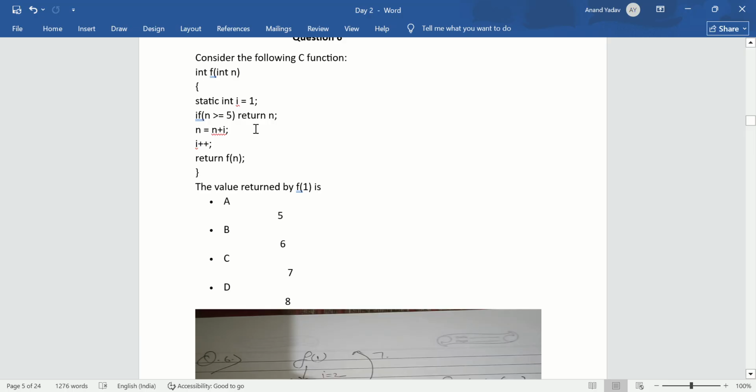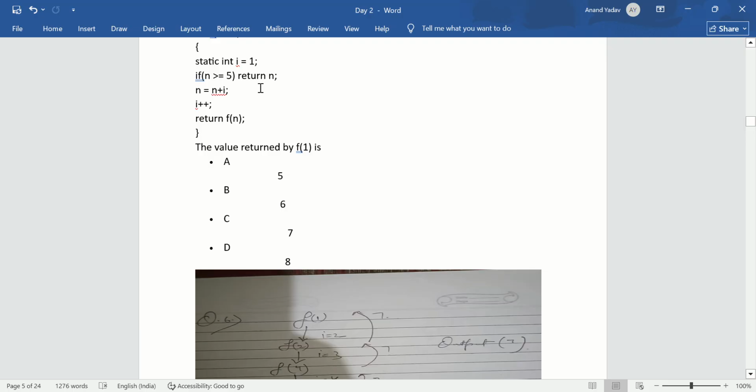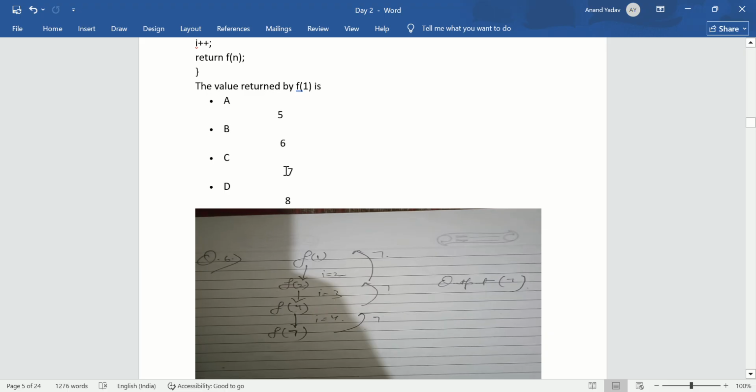So first value of n is 1 and static int is also 1. So both are plus 1, plus 1, 2, and then i will increase by 2 and f(n) goes for 2, here goes for 2, and then for 4, and then 7 is greater than 5, so return is 7. Therefore 7 will be returned. Output will be 7. Option C is correct.